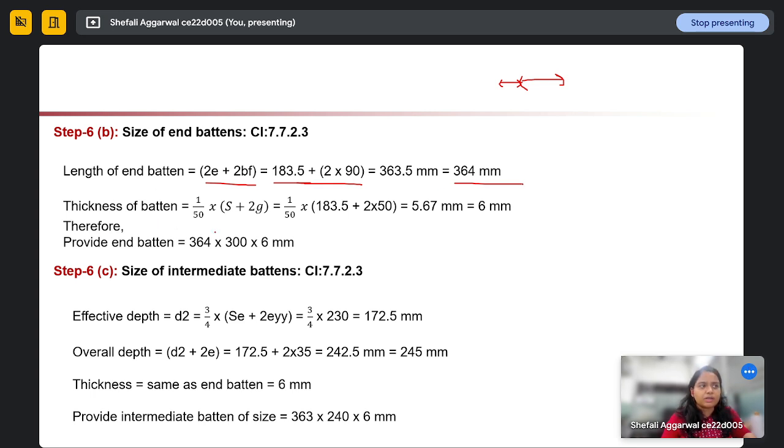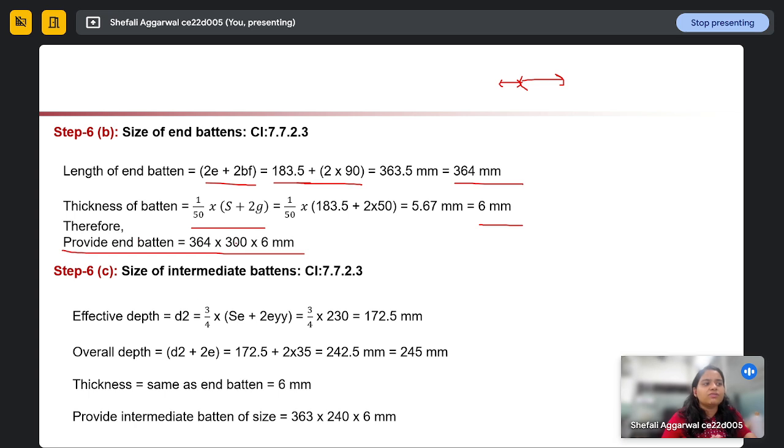The thickness of the batten is given by this formula, 150 into S plus 2G. S is 133.5. G is already given for our channel section. Using that formula, we are getting the thickness of our batten as 6 mm. So we got all three dimensions. We are providing an end batten of 364 into 300 into 6 mm.